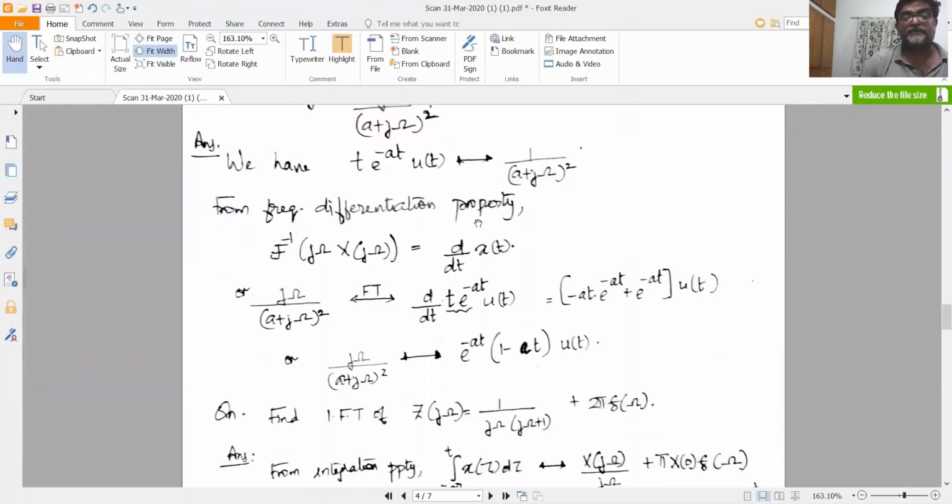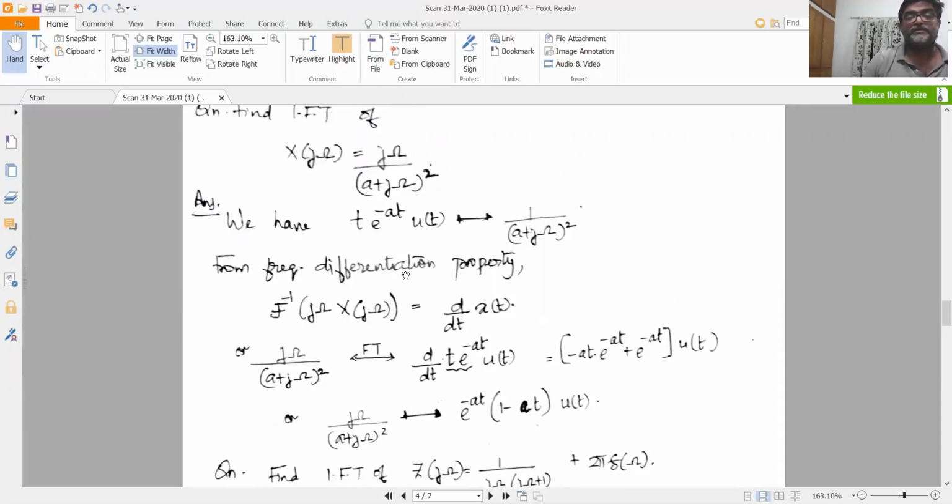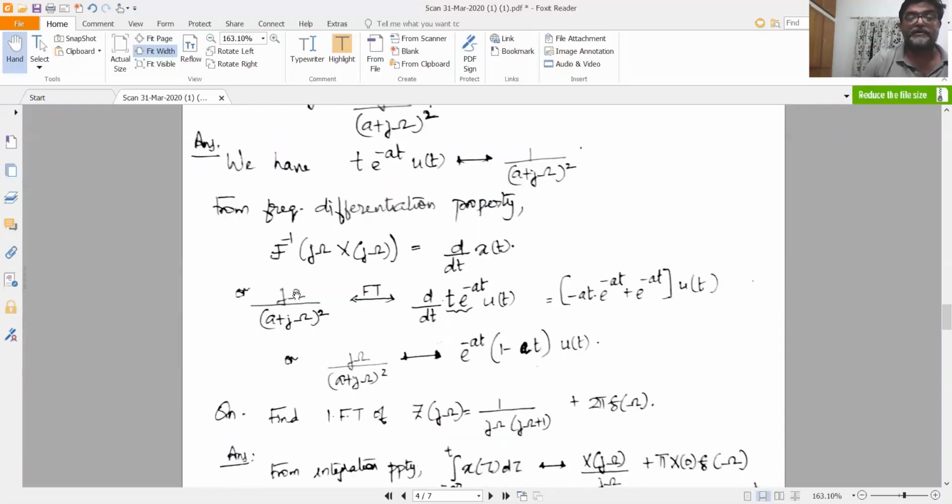From the differentiation property, you have d by dt of x(t) is Fourier transformable to j omega into X(j omega). So I have written this as an inverse Fourier expression: Fourier inverse of j omega into X(j omega) is equal to d by dt of x(t). Here in this question, j omega into 1 by (a plus j omega) the whole squared would be Fourier transform to d by dt of t e raised to minus at u(t).